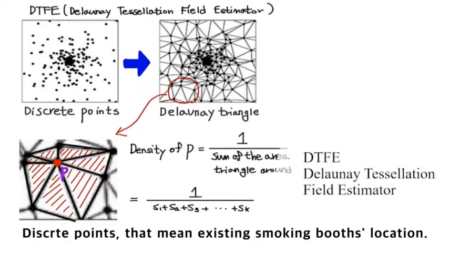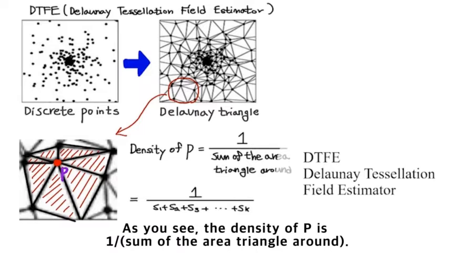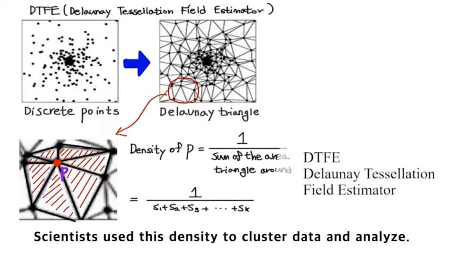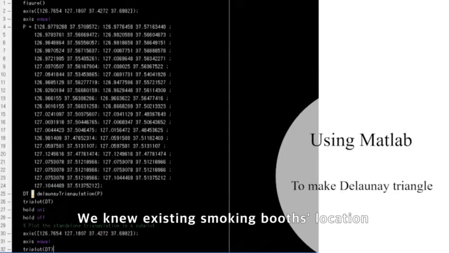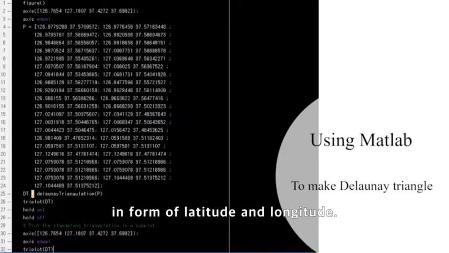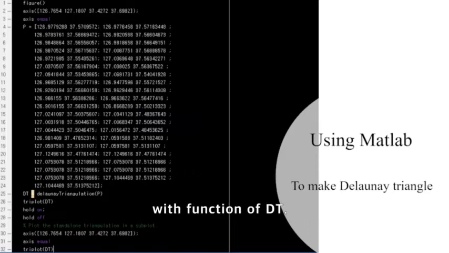The discrete points are the existing smoking booth locations, and we will obtain the density of points with Delaunay triangulation. As you see, the density of P is 1 over the sum of the areas of the triangles around it. Scientists use this density to cluster data and analyze. We knew the existing smoking booth locations in the form of latitude and longitude, and we used MATLAB to make the Delaunay triangles with the function dt.